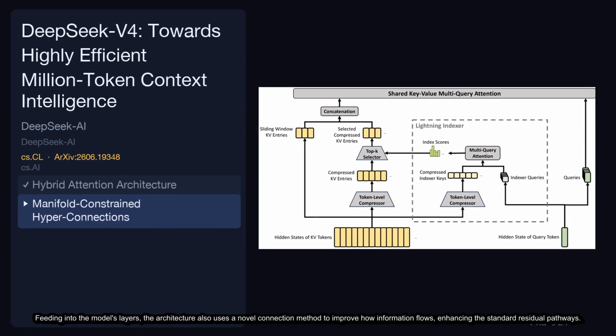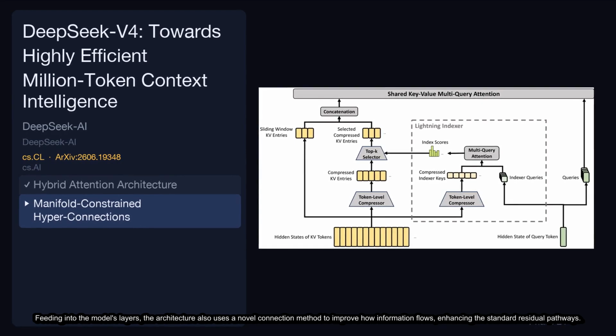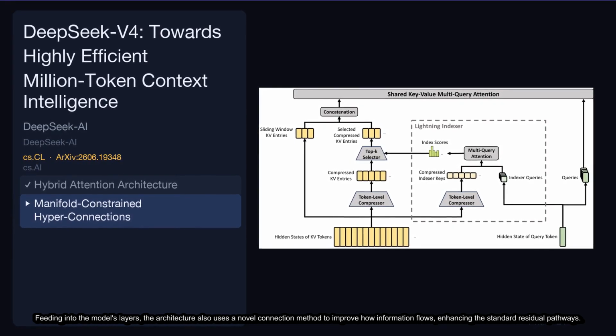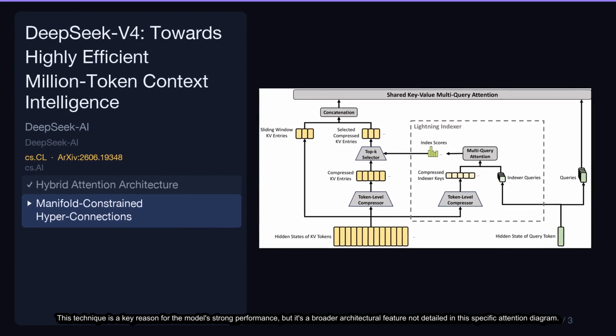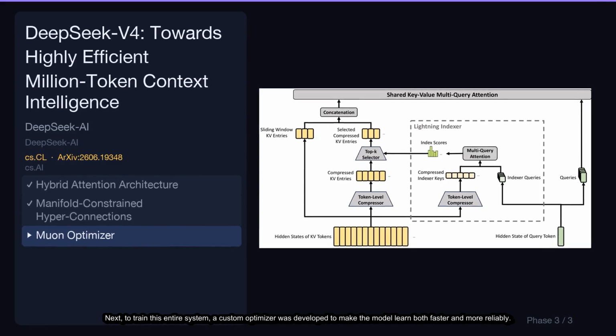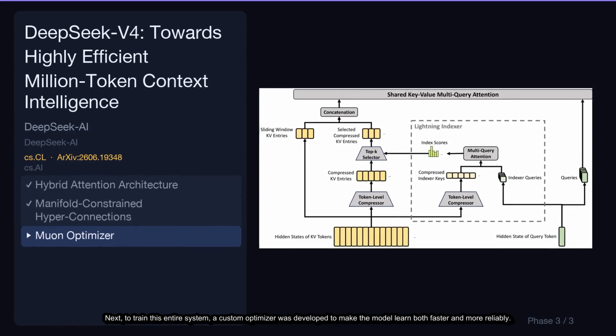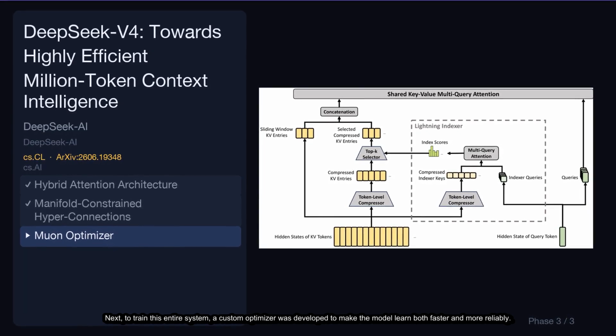The architecture also uses a novel connection method to improve how information flows, enhancing the standard residual pathways. This technique is a key reason for the model's strong performance, but it's a broader architectural feature not detailed in this specific attention diagram. Next, to train this entire system, a custom optimizer was developed to make the model learn both faster and more reliably.